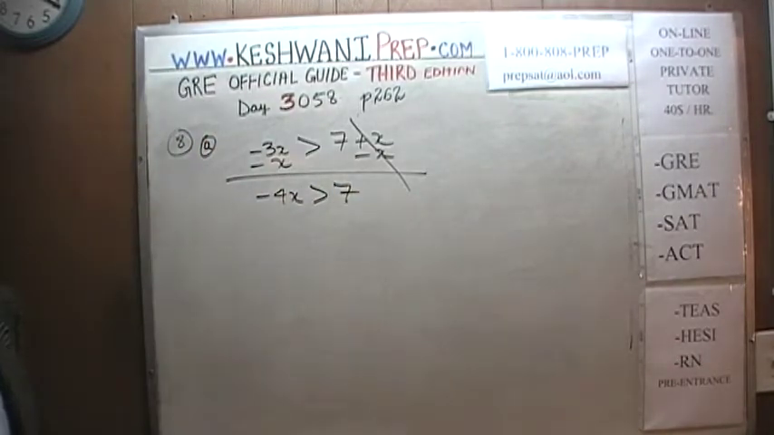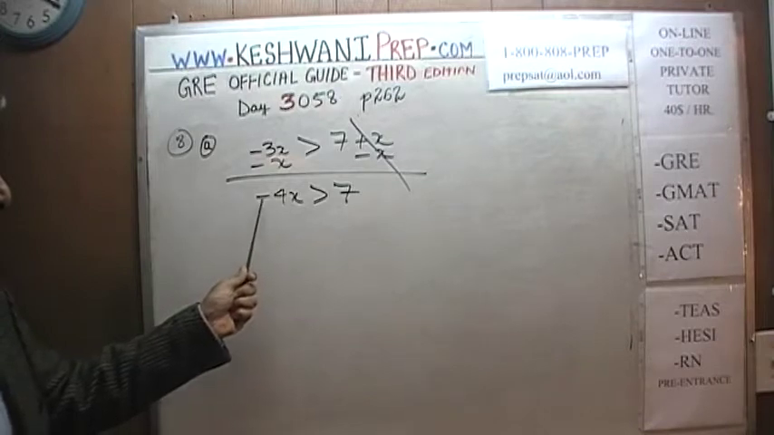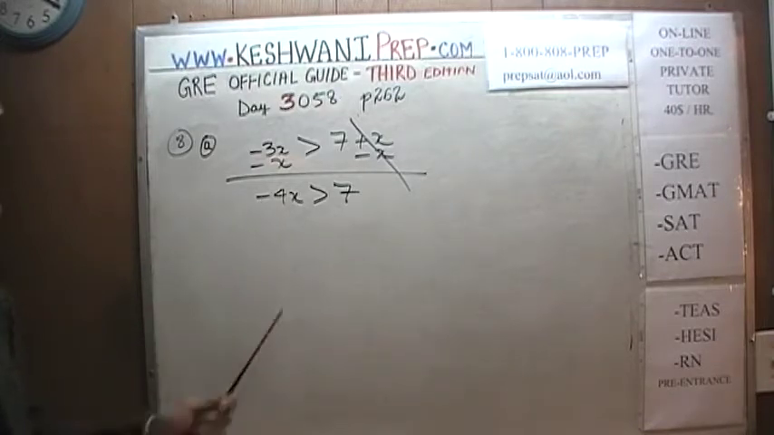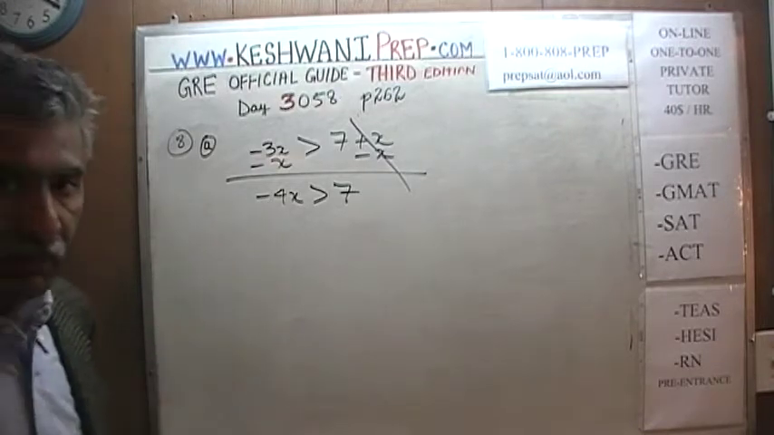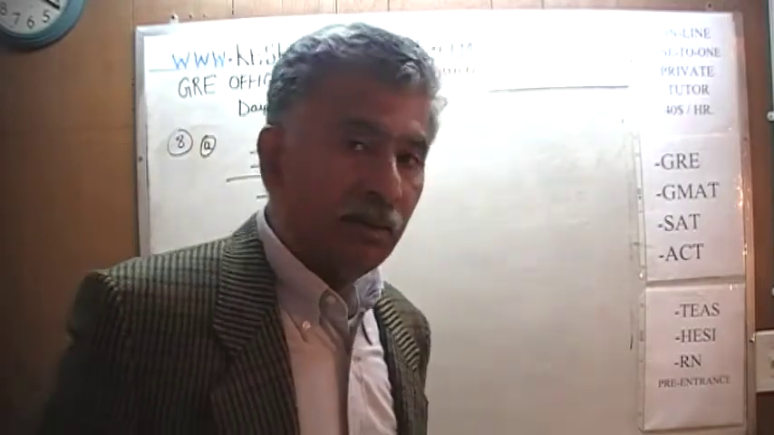Question is, what happens next? What happens next is that we need to get rid of this negative sign. And I'm going to do it in two steps. Instead of trying to divide the entire equation by negative 4, I'm going to do it in two steps, which is what you should do also. Whenever you end up dealing with negatives in inequalities, take care of that separately. And the reason is this.